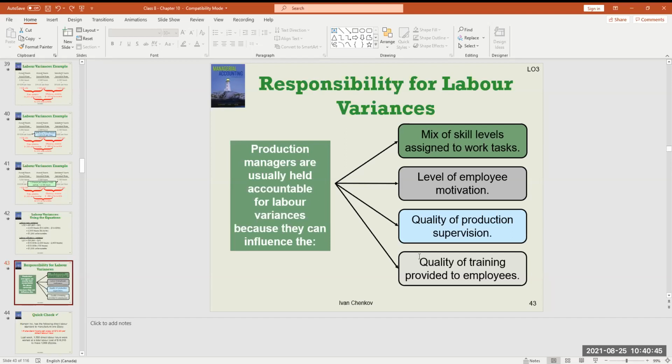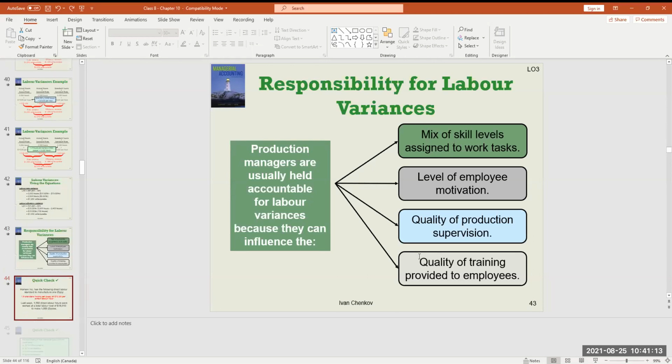Yes, you can say, but hold on a second, human resources is the one who hired the employee. That is true, and the production manager doesn't have control over hiring people, but he has the power over the training of the employees. That's why the production manager is responsible for all the variances on the labor side, for both the rate variance and the efficiency variance.